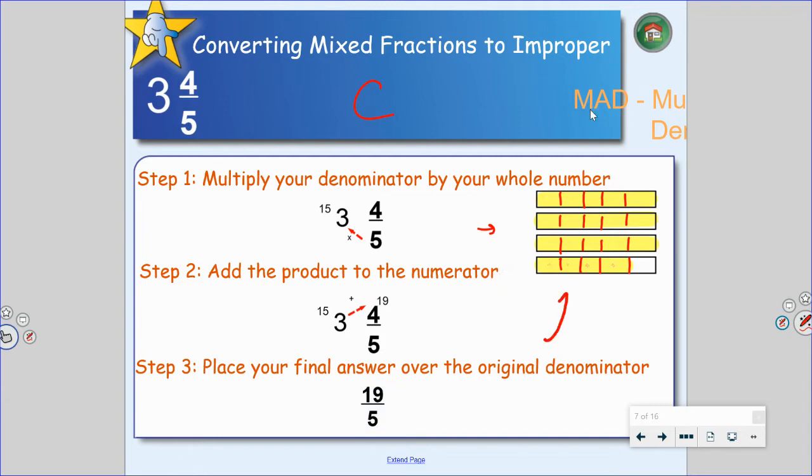Notice at no time did I change the amount of yellow, did I change the amount of chocolate. We still have 3 whole chocolate bars and 4/5 of a chocolate bar, or you could say we have 19/5 chocolate bars, but I didn't change the chocolate bars. We're just writing it in 2 different ways. So if someone were to ask you, "Hey, would you rather have 19/5 chocolate bars or 3 and 4/5?" You're gonna say, man, that's the same thing. It's just different ways of representing it.